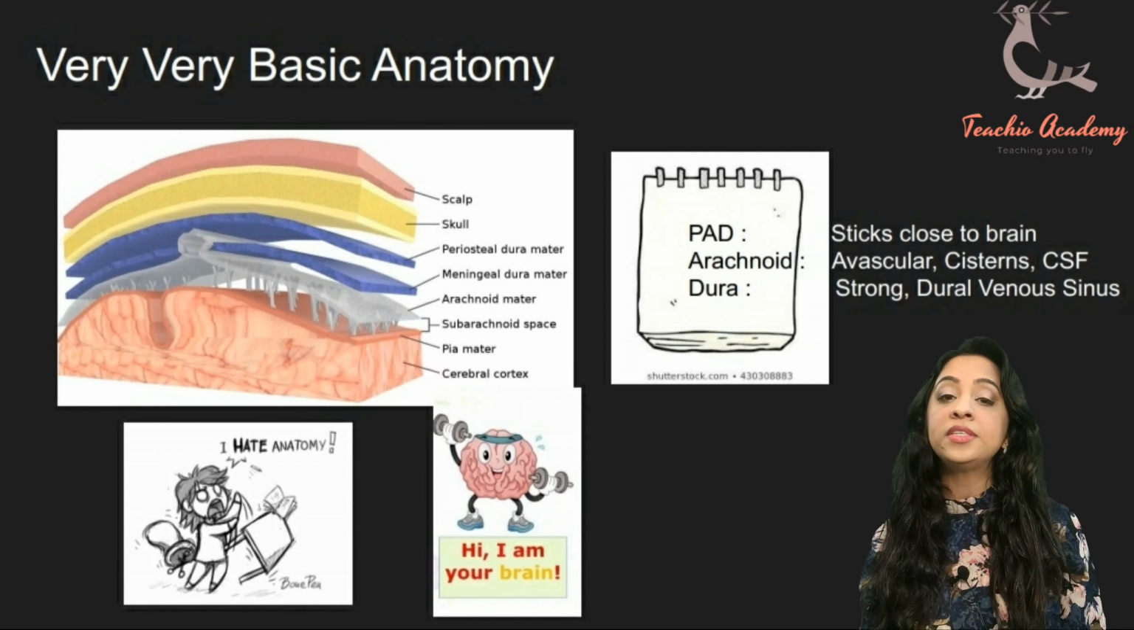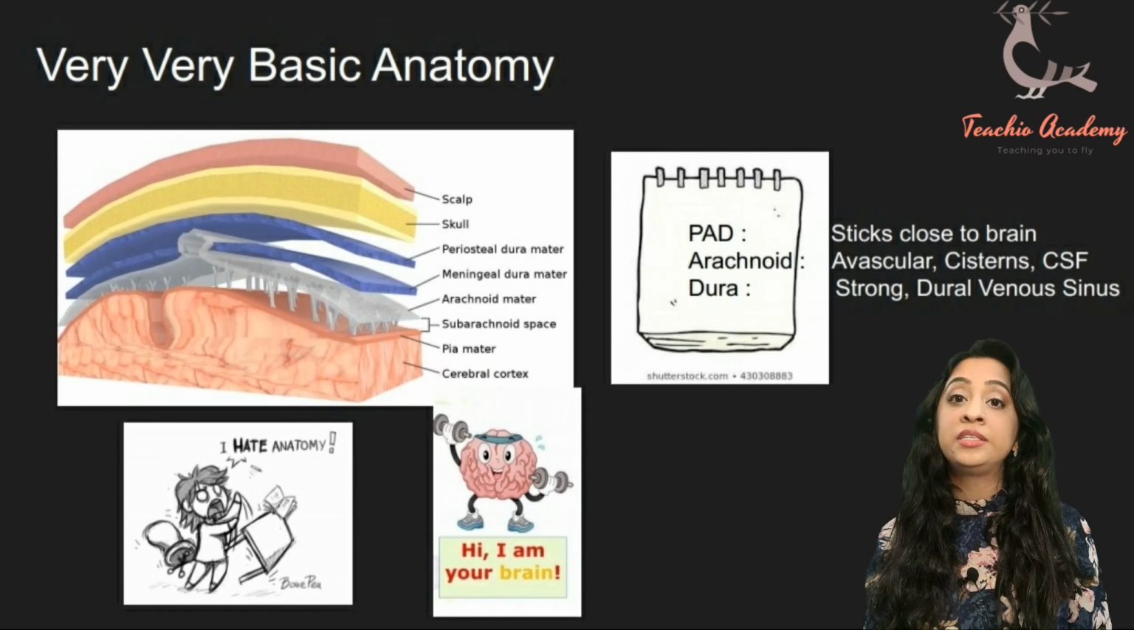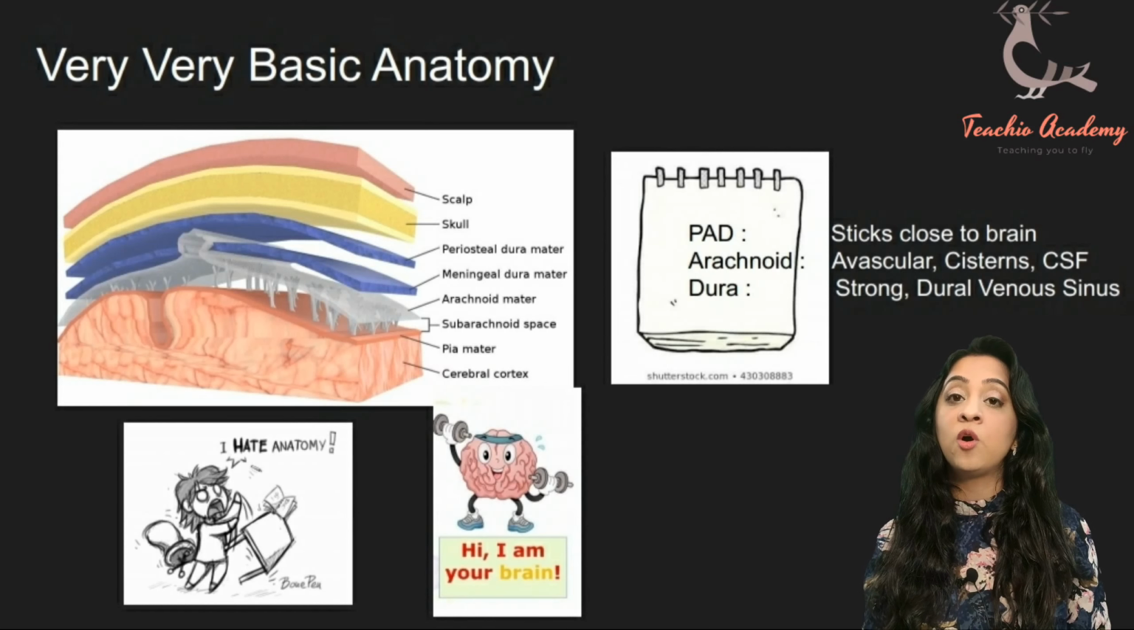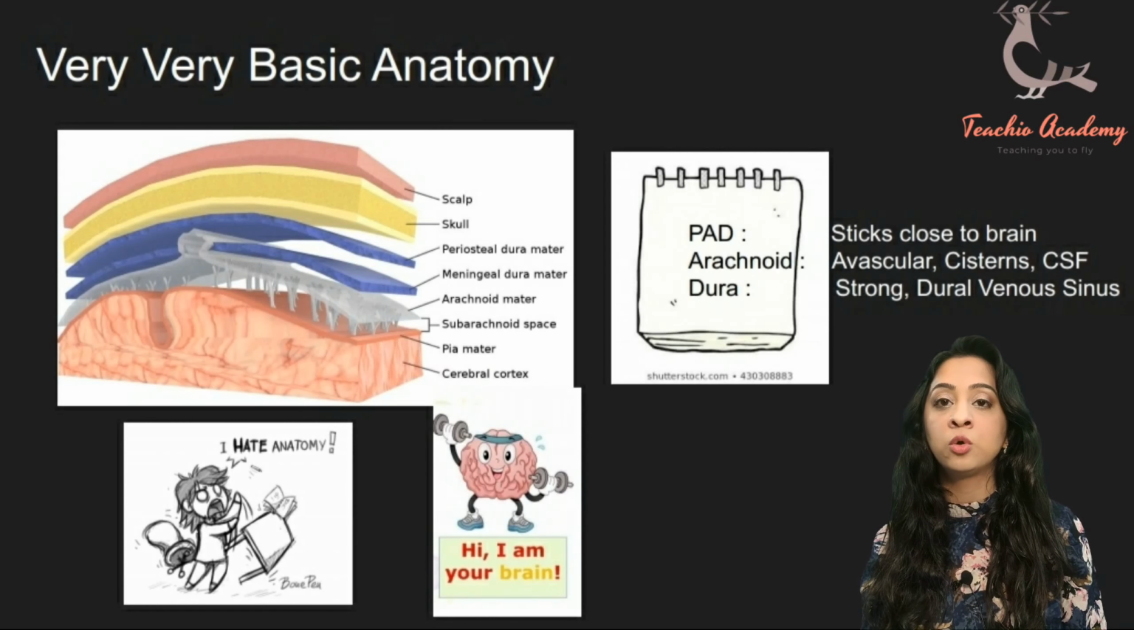The second layer in between is the arachnoid mater. This will become important when we're discussing some types of bleed in the brain, the subarachnoid hemorrhage. Remember, this is an avascular layer, so it doesn't really contain a lot of blood vessels, but it does dip down to create certain parts in the brain which we call cisterns. Remember, we'll mention cisterns later, so just note it down.